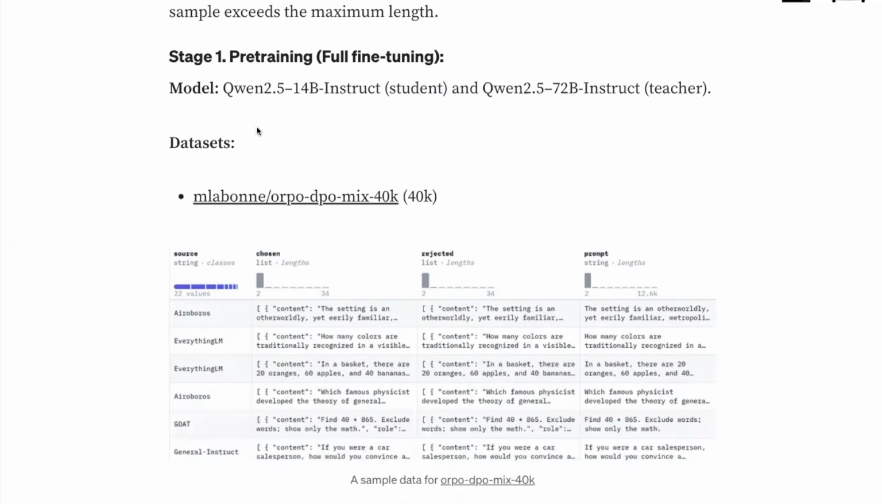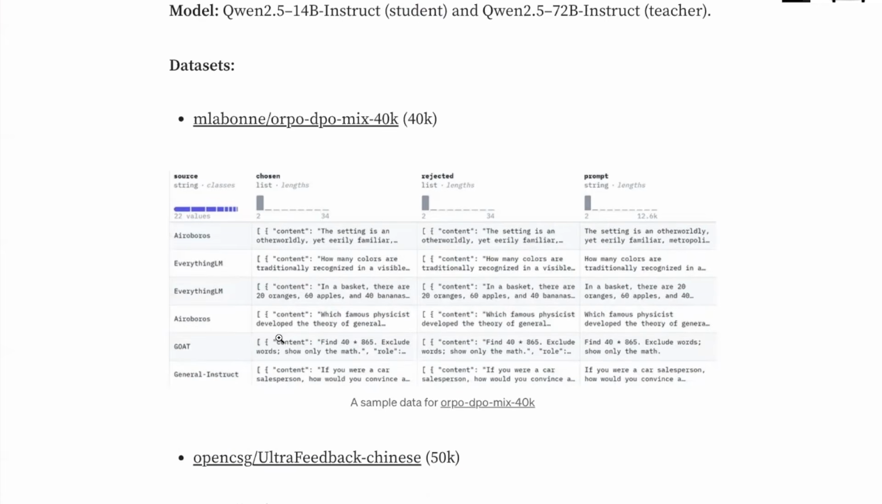And then in the pre-training, they train both the student and teacher base. For the data sets, they actually use some public external data sets.